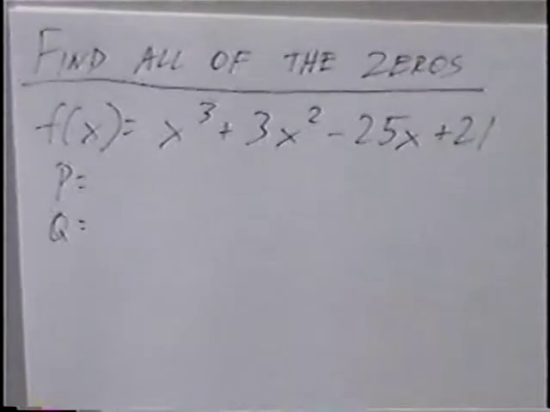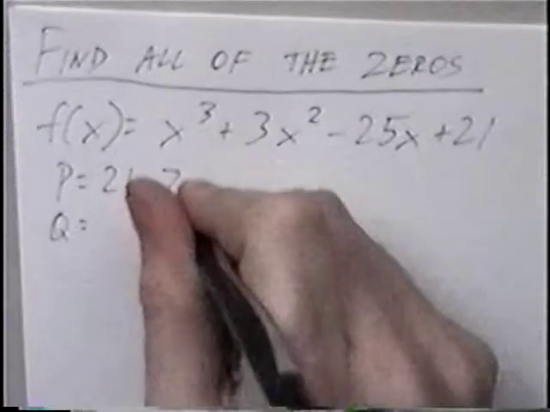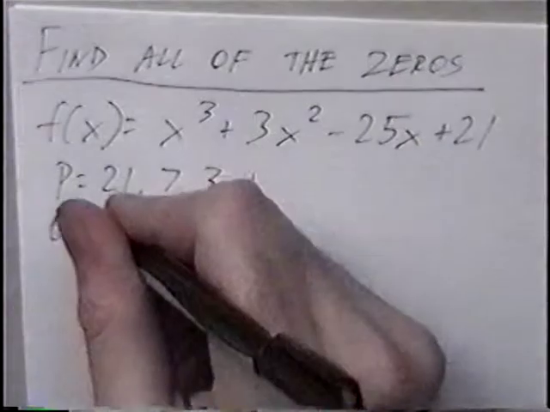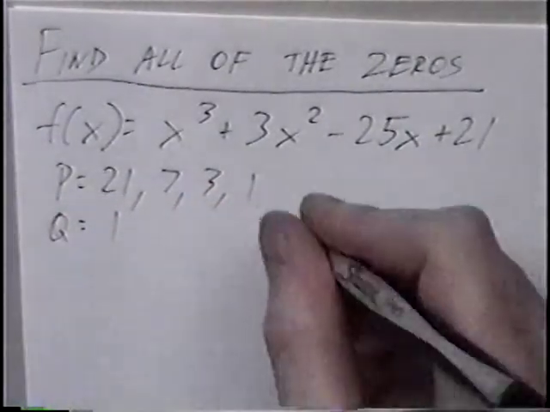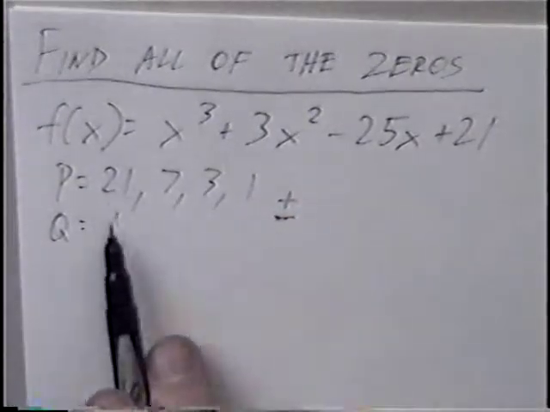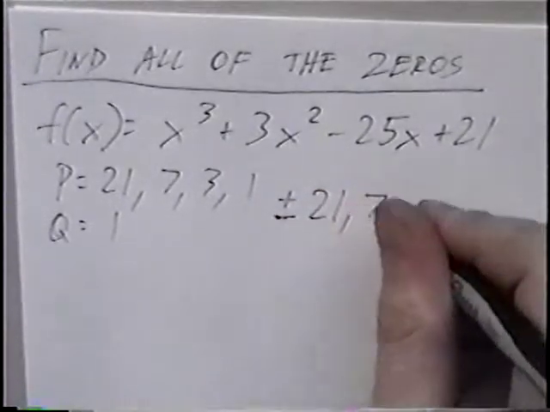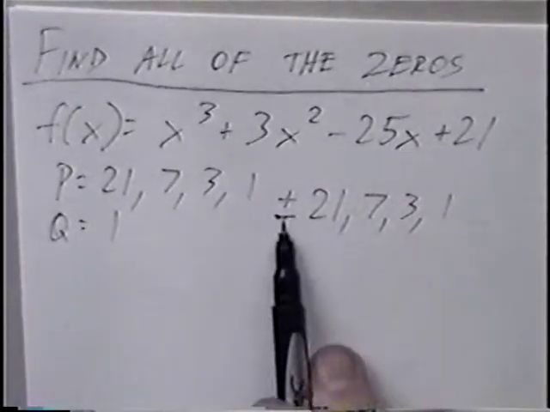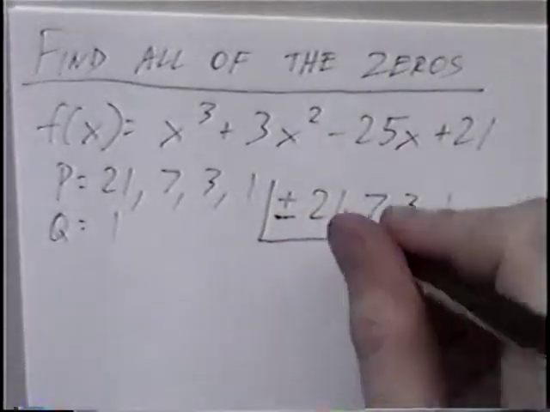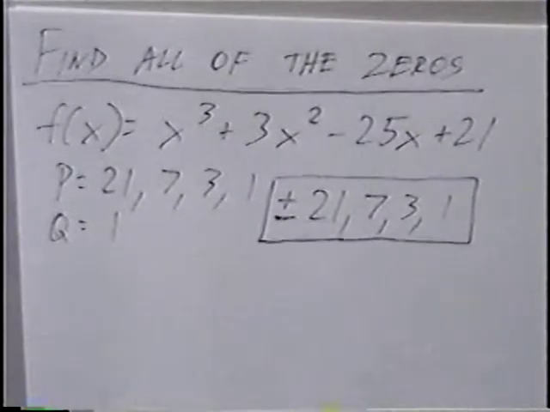The last number in this case, P, is 21. The factors of 21 would be 7, 3, and 1. And Q, which is the first number, would be 1. If we list out the possible rational zeros, which could be positive or negative, each of these will be divided by 1, which would stay the same. So we'll have 21, 7, 3, and 1. And we'll also have negative 21, negative 7, negative 3, and negative 1. So there's 8 possible rational zeros. We'll go through and see which one of these are actually zeros.